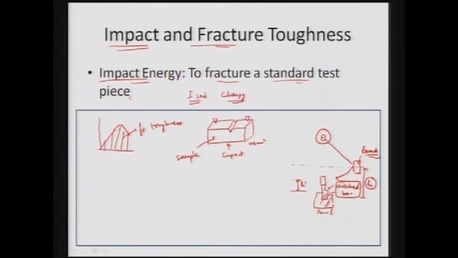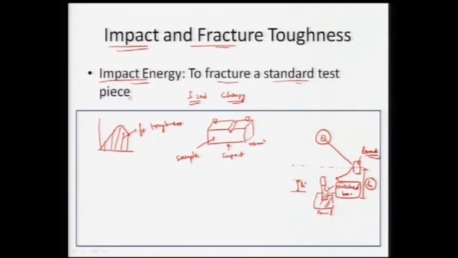Whereas the right hand schematic shows the way in which we do the impact testing for Izod testing. Both of these methods give us the fracture toughness. So the overall impact is basically to fracture the sample. This sample will fracture wherever we have the notch. The load will fracture it along the notch, and then we will see some fracture surface.